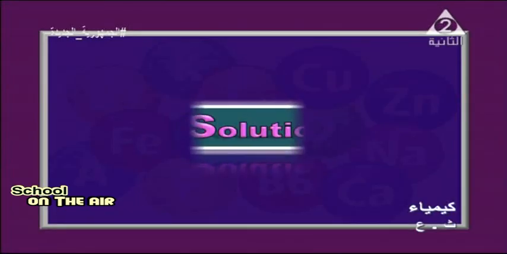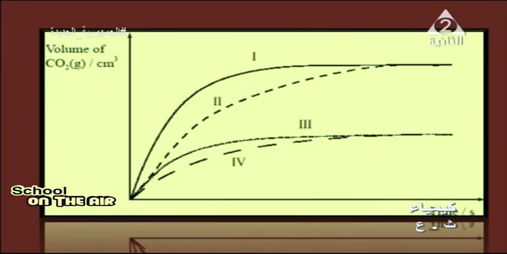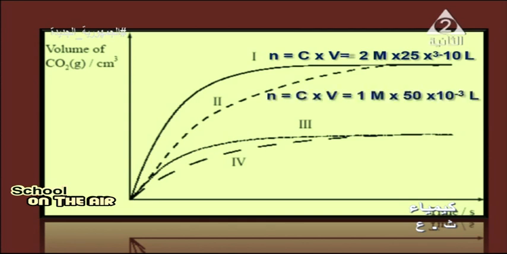If you look at the graph, we find in the curve number 1, the concentration times volume, we get the higher concentration, which is 2 molar, times the volume 25 times 10 to the power negative 3 to change it into liter. And in the second graph, we use the same result for number of moles, but here the concentration is lower, not 2 molar, it will be 1 molar.